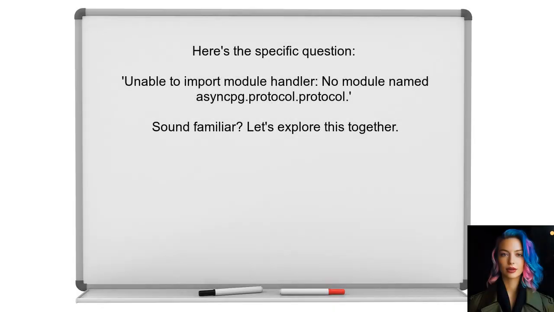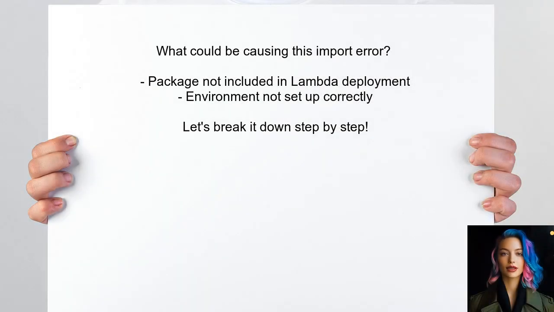Let's dive into the specific question at hand. One user recently reported an error when trying to import Asyncpg in AWS Lambda. They received a message saying, "Unable to import module handler, no module named asyncpg.protocol.protocol." Sound familiar? Let's explore this together. So, what could be causing this import error?